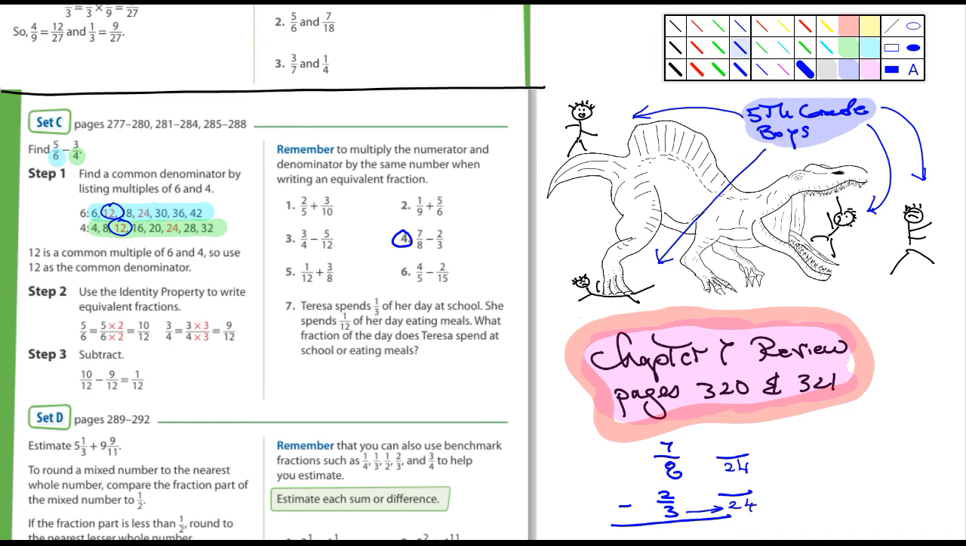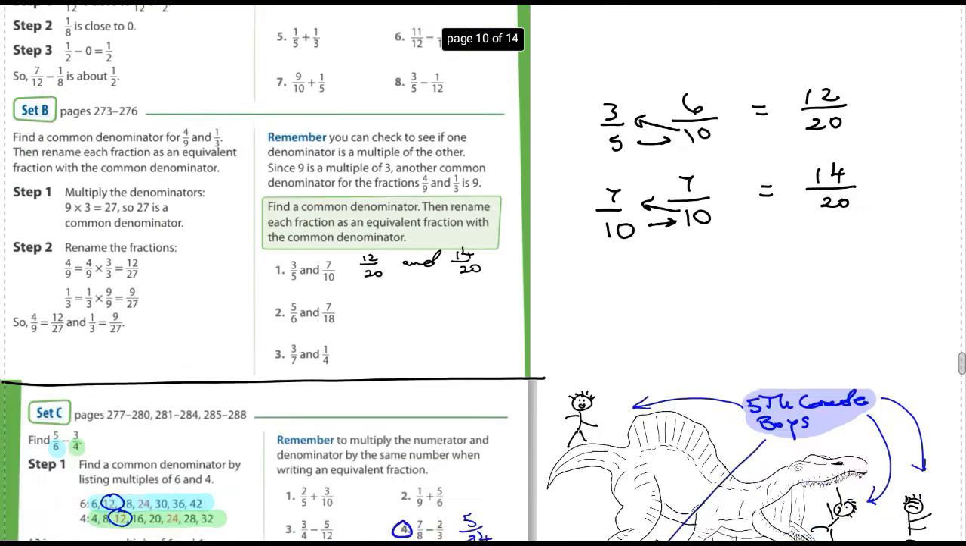And then 3 goes into 24 how many times? 8. 8 times 2 is what? 16. Helps to know your times tables. 8 goes into 24 3 times. 3 times 7 is 21. What are you doing now? You're subtracting 16 from 21. And 16 from 21, there's going to be 5 left over because it is a subtraction problem. There's 5 left over. What's the denominator? 24. And so the answer to number 4 is 5 over 24. All right.